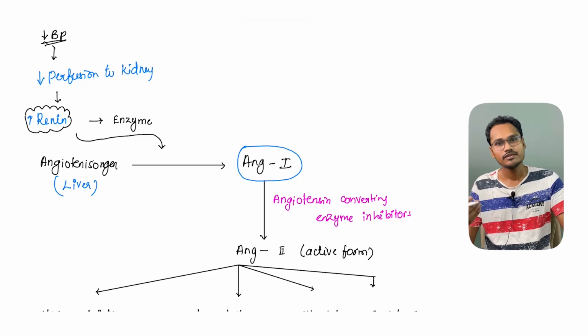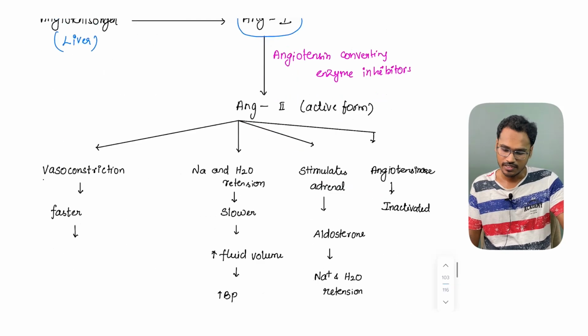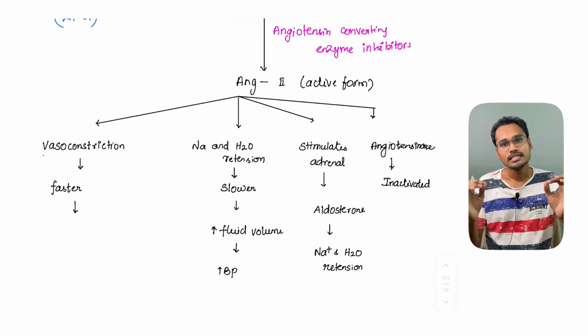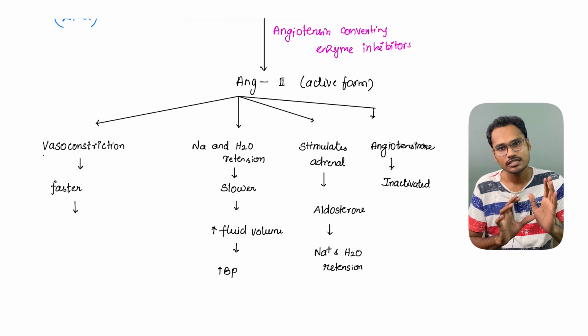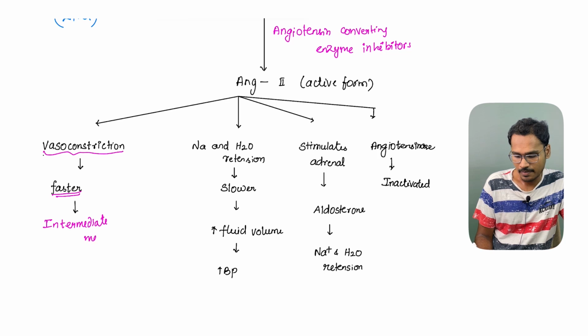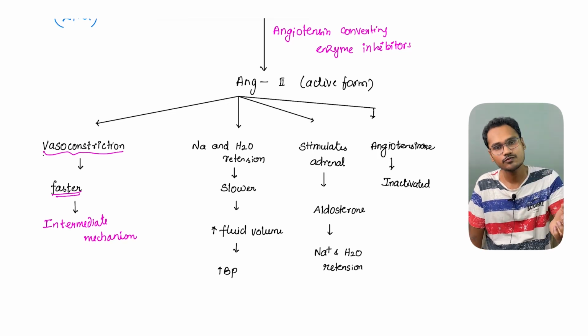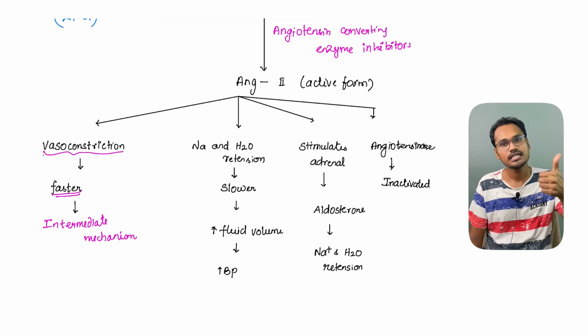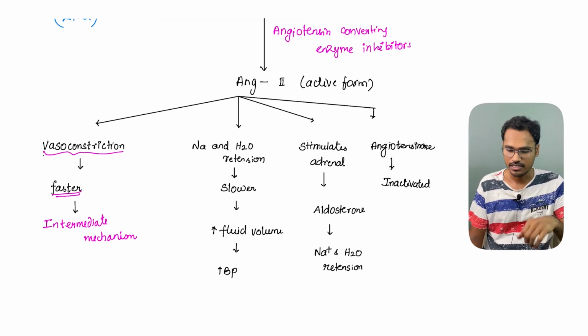Next, angiotensin 1 will be converted to angiotensin 2. Angiotensin 2 is an active form. As soon as it is formed, what is going to happen? It is going to cause vasoconstriction. This action is faster, and that's why this is considered an intermediate mechanism. As soon as angiotensin is formed, it is going to cause vasoconstriction and increase the BP. That is the intermediate mechanism.